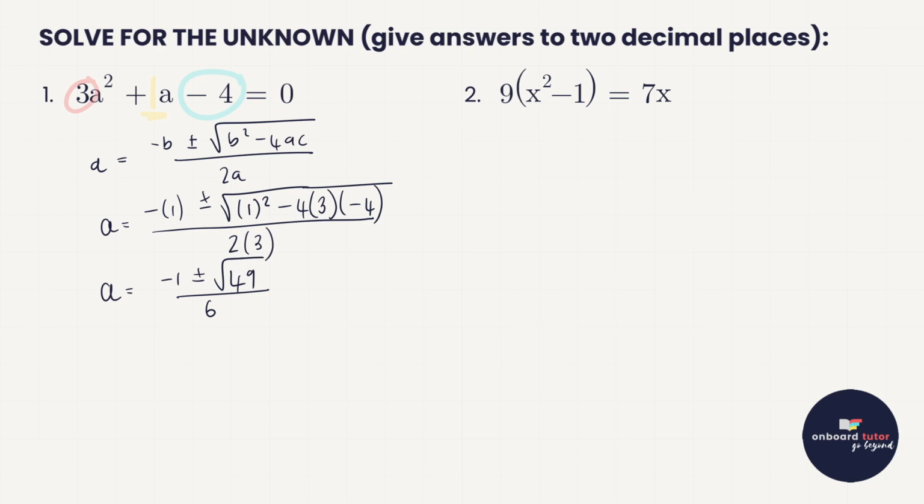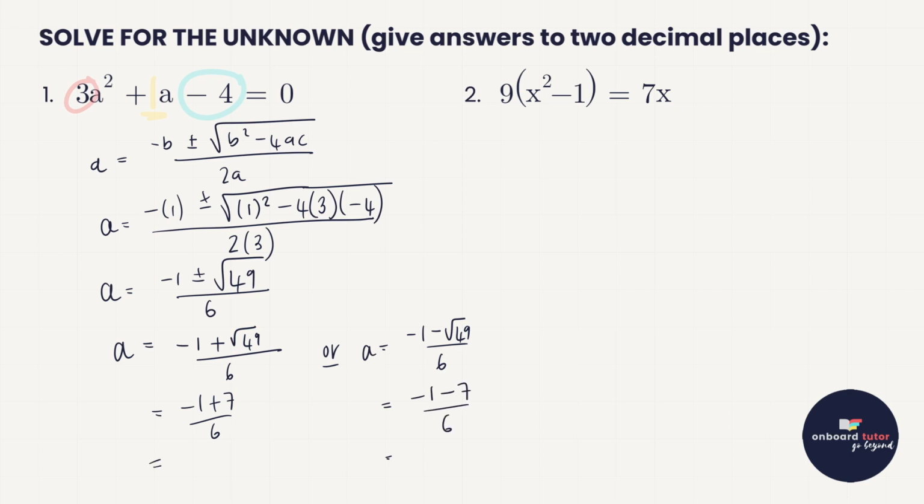And so now I can jump straight into the step where I'm going to get my answer. Either a is equal to minus 1 plus the root of 49, which is actually a perfect square, so we're going to be able to work that out nicely, or a is equal to minus 1 minus the root of 49, all divided by 6. So minus 1 plus 7 over 6, or minus 1 minus 7 over 6.